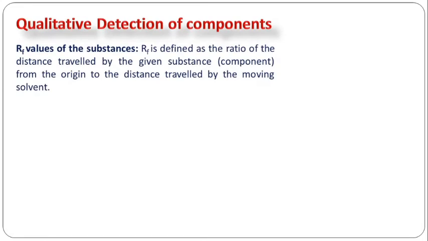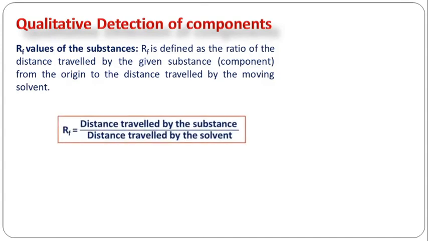So Rf values, this is the term, Rf values for the substances. Rf is defined as the ratio of the distance traveled by the substance, that is the component, from the origin to the distance traveled by the moving solvent. So Rf value, that is retardation factor, is the ratio of the distance traveled by the substance to the distance traveled by the mobile phase, that is the solvent. So this is the formula: Rf value is equal to the distance traveled by the substance divided by the distance traveled by the solvent.